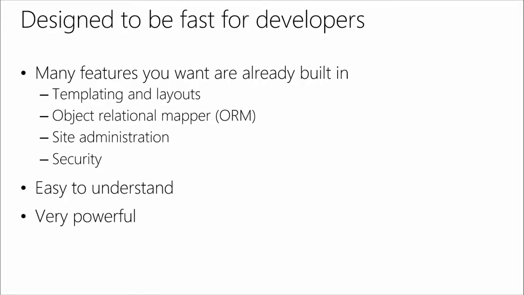So to summarize all of that on one neat little slide here, it's really designed to be fast for developers. So many of the features that you're going to want are already built in. If you want templating and layouts for your HTML, that's baked right in. If you're looking for an object relational mapper, an ORM, that's built right in. If you need some level of site administration to make it easy for somebody to go in and tweak some of the data inside of the database, Django provides that right out of the box as well. And then finally, last but not least, of course, is security.